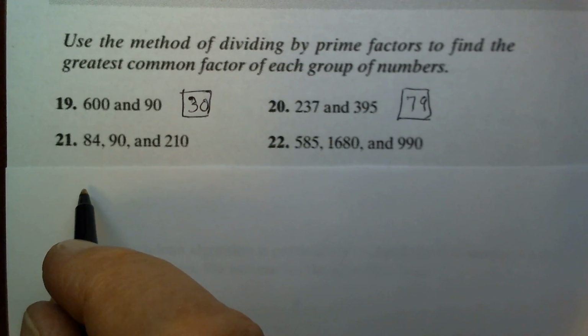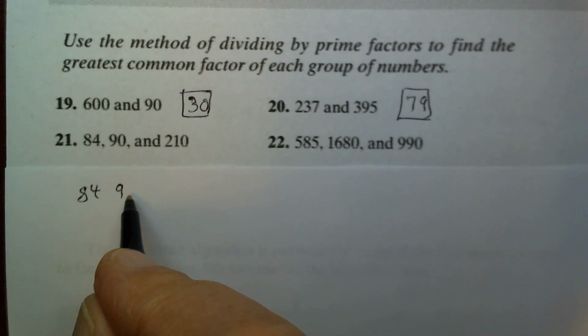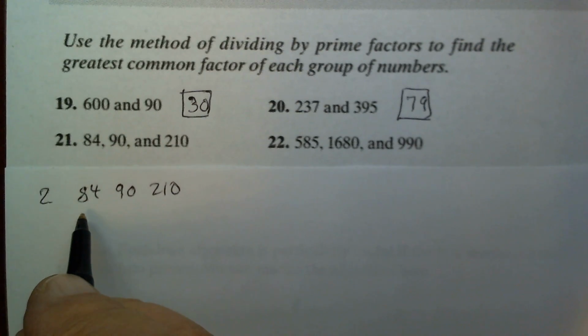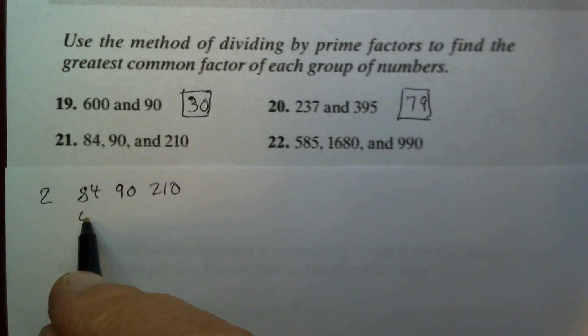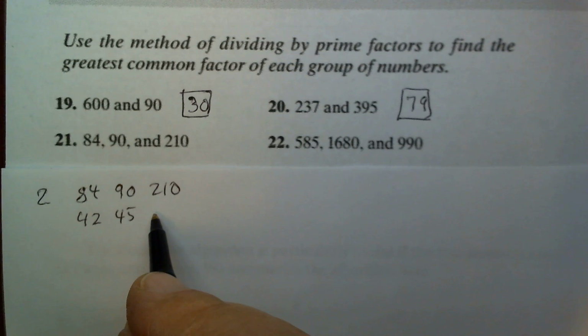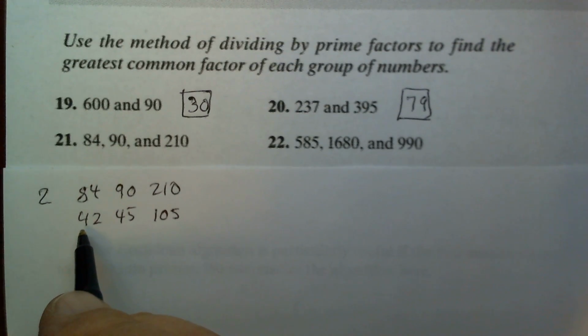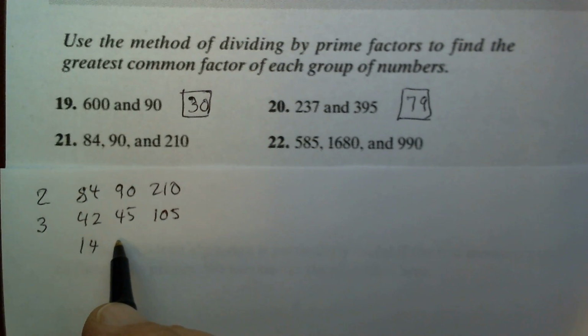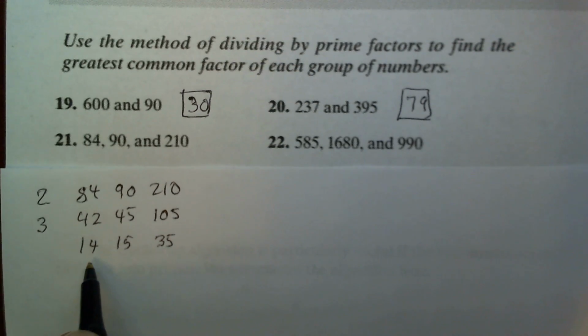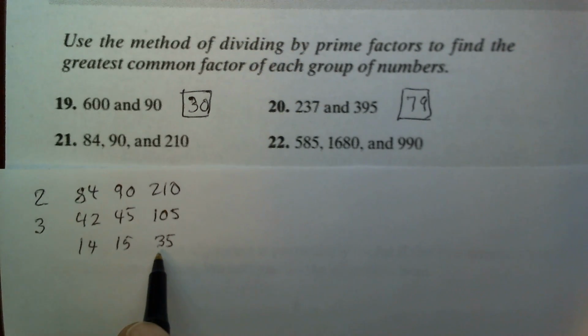For number 21, we're writing next to each other 84, 90, 210, and we see that 2 is a common prime factor, so we divide 84 by 2, we get 42. And 90 divided by 2 is 45, and 210 divided by 2 is 105. So now we see that 3 is a common prime factor, and so 42 divided by 3 is 14. 45 divided by 3 is 15, and 105 divided by 3 is 35. And there are no more common prime factors for 14, 15, and 35.